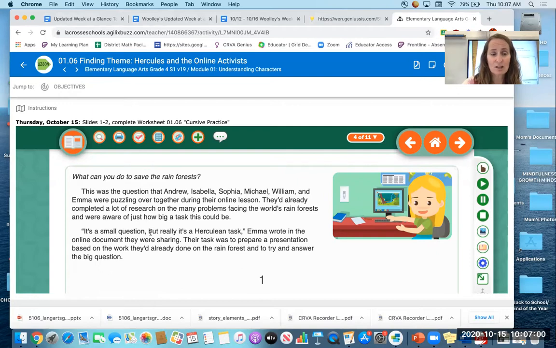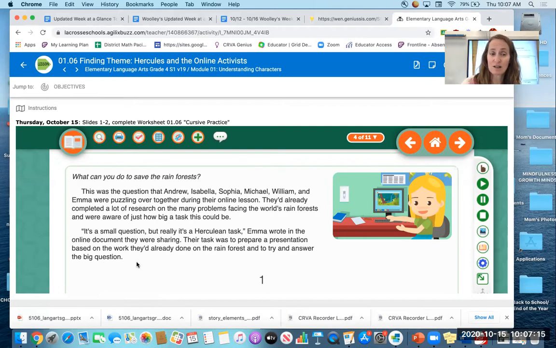It's a small question, but really it's a Herculean task, Emma wrote in the online document they were sharing. Their task was to prepare a presentation based on the work they'd already done on the rainforest and try and answer the big question.